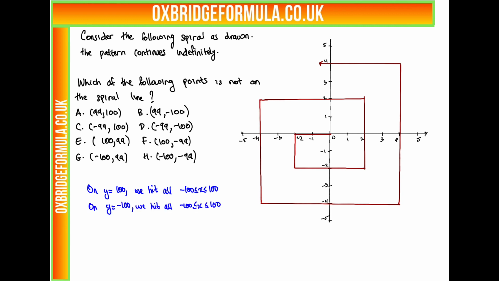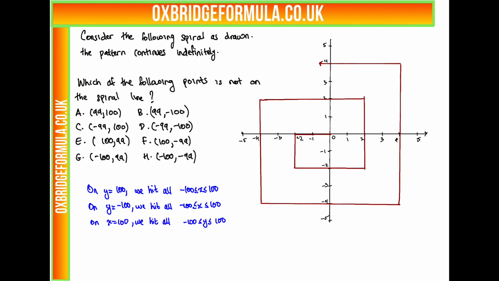Now, if we look at the case where y is equal to minus 100, so we're looking at lines like this, then also analogously to the line where y equals minus 4, where we're hitting every value from minus 4 to 4, we're going to hit every value from minus 100 to 100.